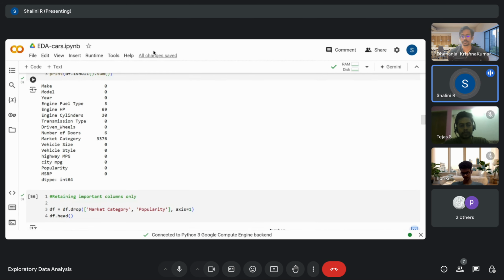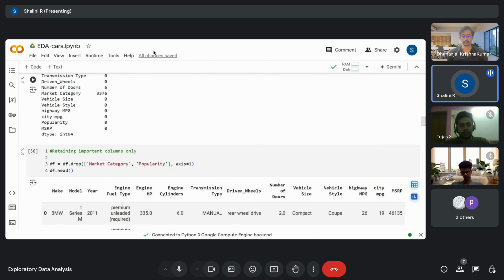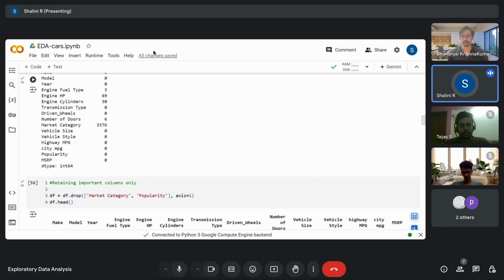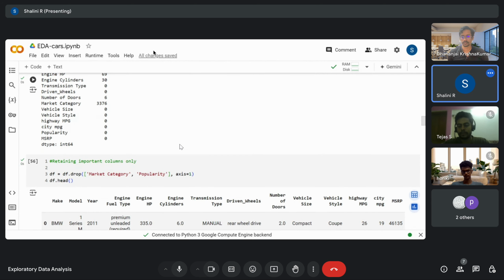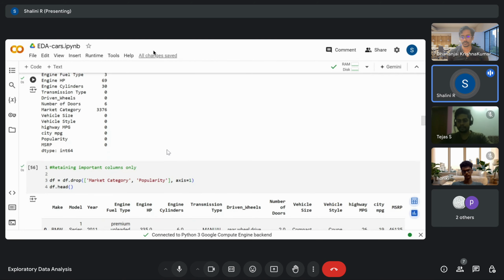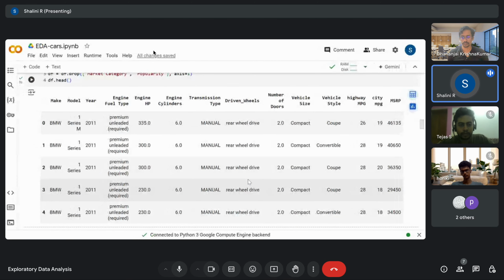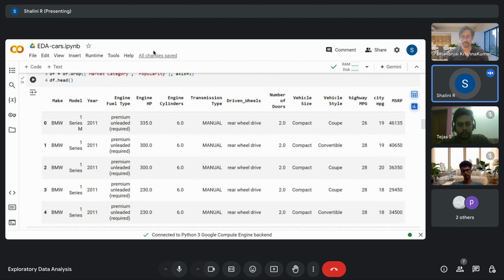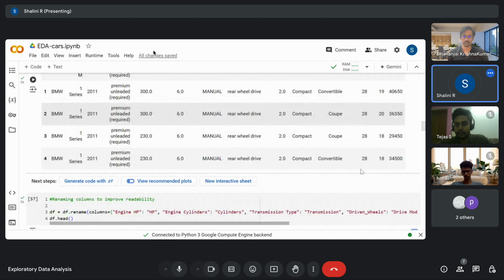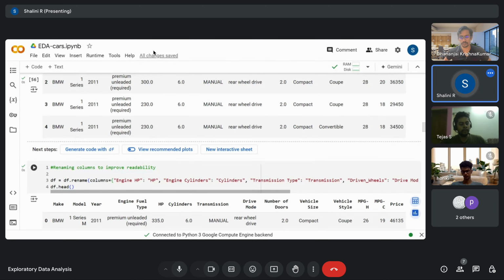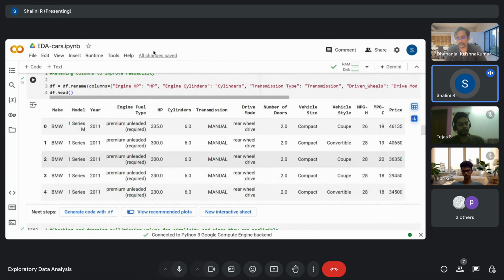This market category I have not considered, so these two columns I removed. I was trying to find insights from the other columns. These are the main columns which I'm considering: mainly engine HP, cylinders, make, and then the price. MSRP is the price. I've renamed some of the columns for better understanding. This is after renaming.